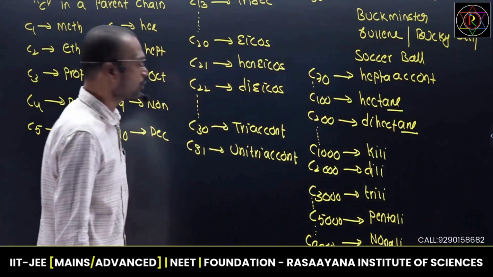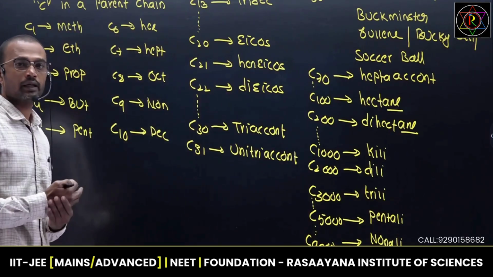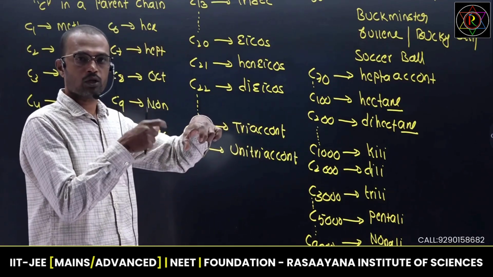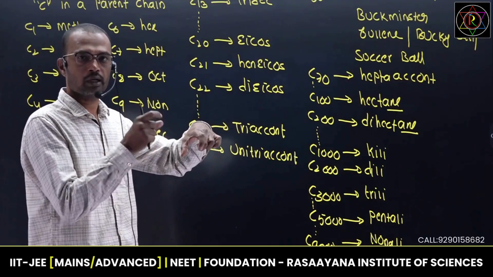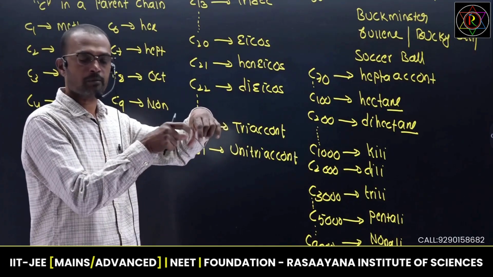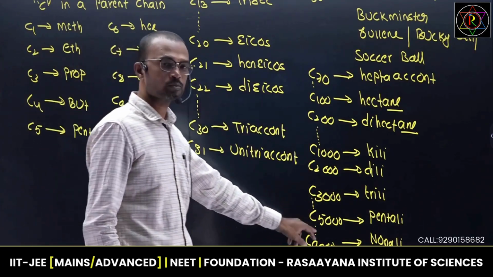So these are general root words for a given skeleton having 9000 or more, up to below 10,000, that is 9999. How many carbons or atoms are present in a parent chain is expressed in terms of the root word.